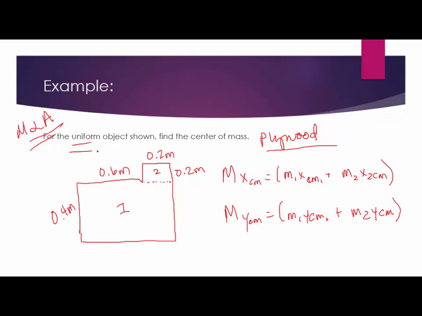So the area for this big bottom piece, piece 1, has an area of 0.32 meters squared. And then piece 2 has an area of 0.04 meters squared. Okay, so if we wanted to think about, let me erase this real quick.